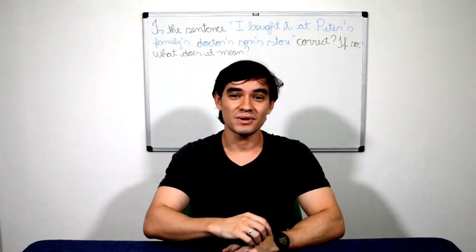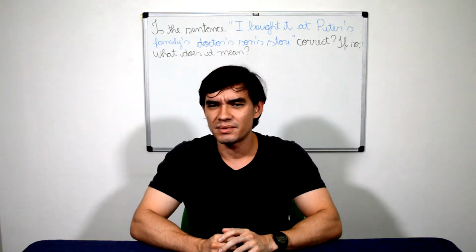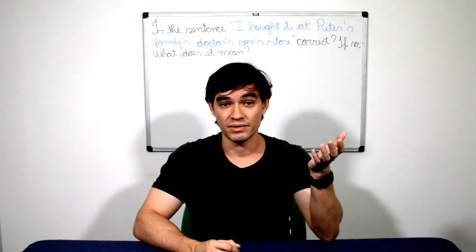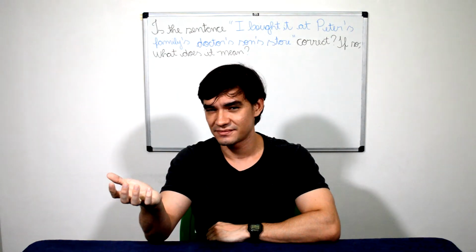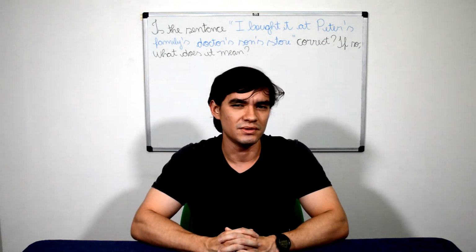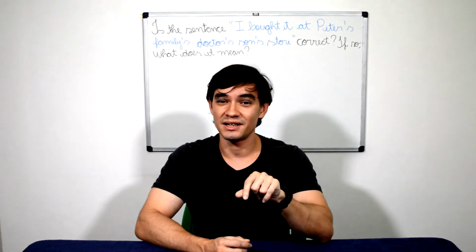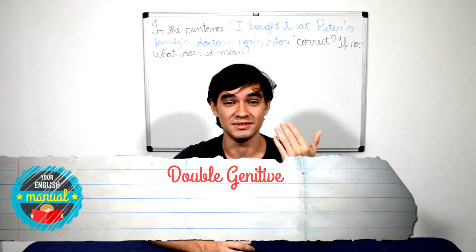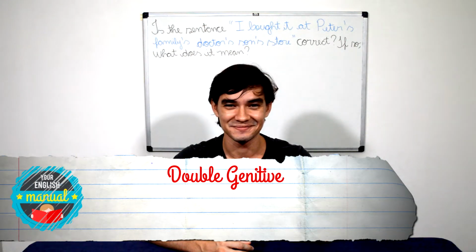There is one more interesting structure to talk about. We have already talked about two possible ways of speaking in the genitive, with the preposition of and with the apostrophe s. But what if I told you that there is a structure that uses both forms at the same time? Yes, it exists and it's called double genitive, for obvious reasons, right?